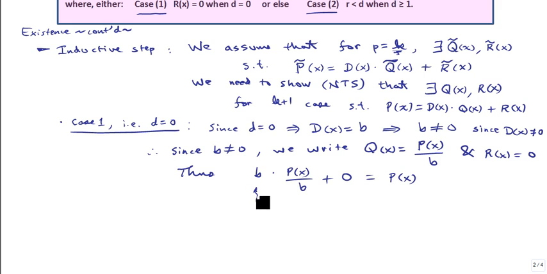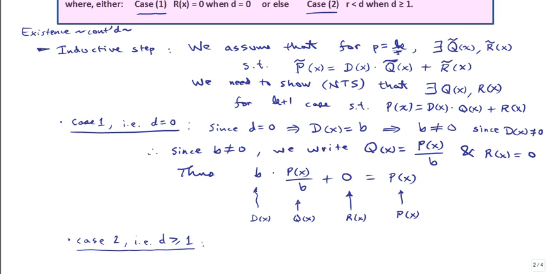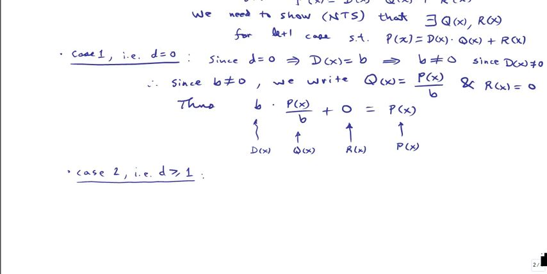Again, this right here is our divisor, our quotient that we were trying to show exists, our remainder that we were trying to show exists, and of course this is the dividend polynomial. So that was simple enough. Let's go on to case 2. In case 2, the degree of the divisor polynomial is greater than or equal to 1. Okay? Let's see how we can do this one.